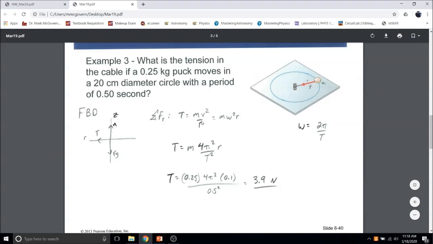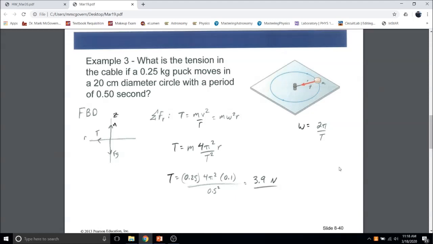If you want to do mv squared over r, you're going to have to figure out what the velocity is, which is not hard to do, but it's just an extra step that you probably don't need to do. So this is m 4 pi squared over T squared, because of the omega squared, times r here, and then plug in all those values, and we get a tension of 3.9. All right. Now, notice a couple things here. Diameter, got to have radius.